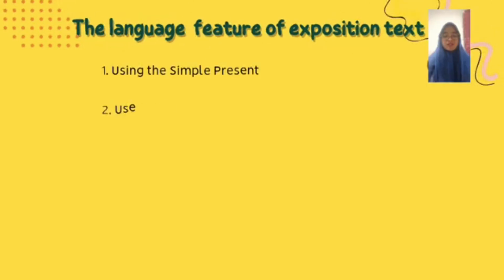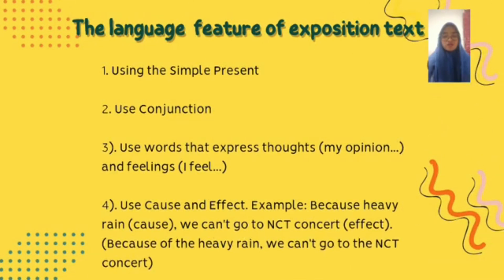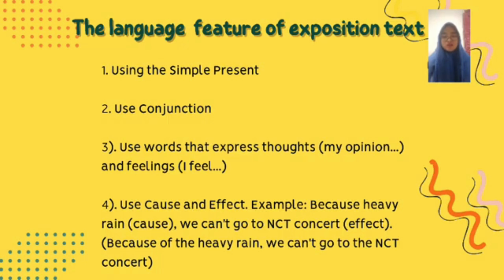And next is the language feature of exposition text. Using the simple present, using conjunctions, using words that express thoughts and feelings, like my opinion, I feel, and using cause and effect. For example, heavy rain is the cause, we cannot go to the NCT concert is the effect. Because of the heavy rain, we cannot go to the NCT concert.